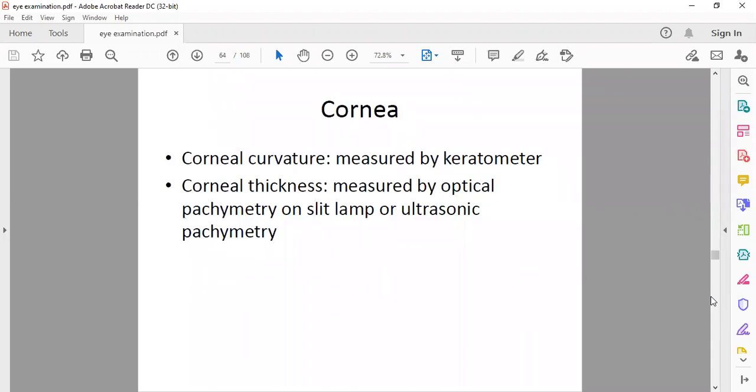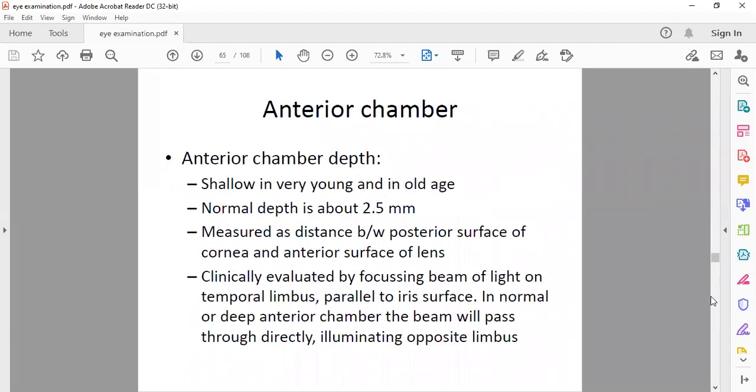Then corneal curvature, which we can measure by keratometer, and this corneal curvature measurement is important in calculation of IOL power. And corneal thickness is measured by an instrument called pachymetry.